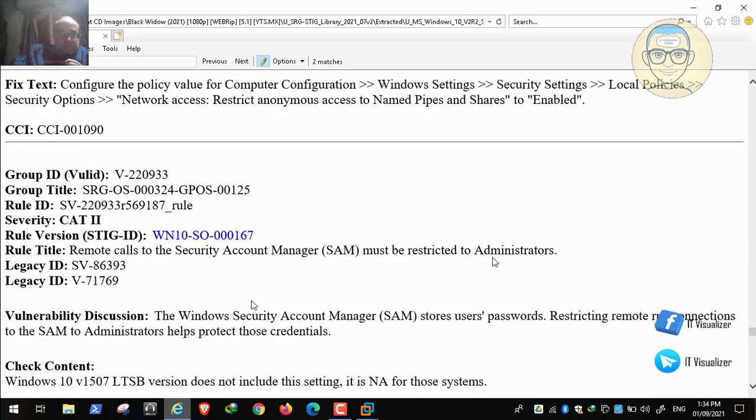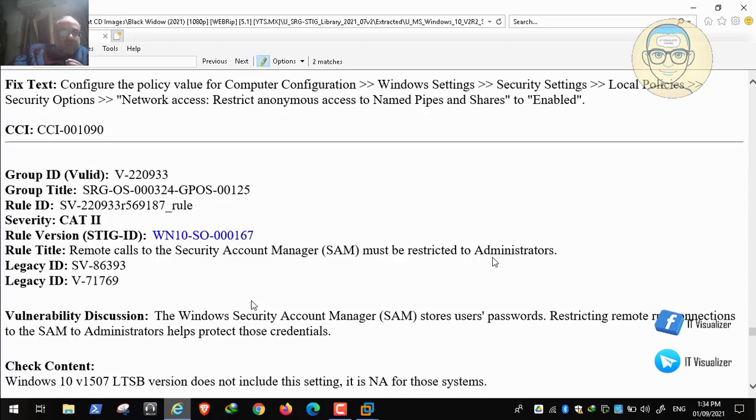Then the other one, or the upcoming recommendation: remote calls to the security account manager must be restricted to administrators. So for example, we have said before that the SAM is a database that stores the usernames and passwords for the users accessing a machine locally or through the domain. Okay, so it says that if you are, for example, an administrator connecting to a remote machine, you can access this database remotely, only you as an administrator or a domain admin, but anyone else should be denied access to this database.